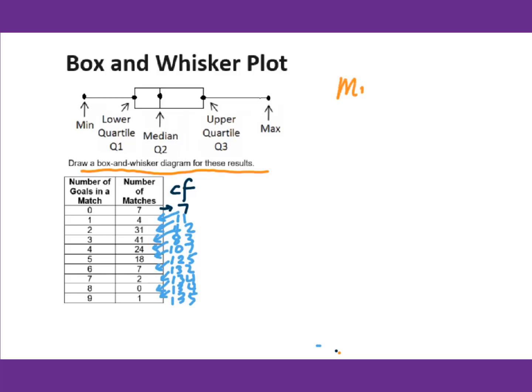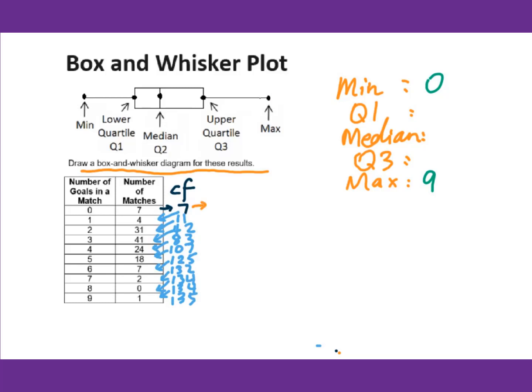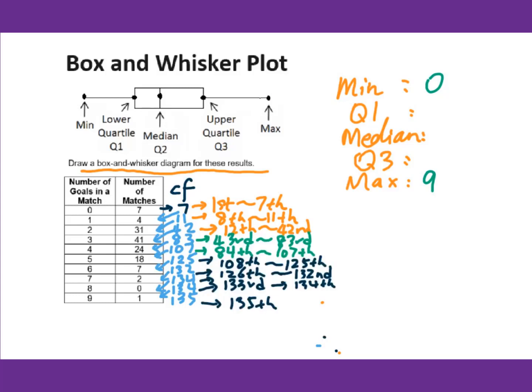We need a minimum value and the first quartile, and then the median, the third quartile, and maximum value. From the table, we can get minimum value that's 0, maximum value that's 9. Median, this cumulative frequency, we know the meaning for each number. This 7 means from first to the 7th data. 11, that means from 8th to 11th data. And 42 means from 12th to 42nd data. And keep going. I already wrote down the meaning for each number of cumulative frequency.